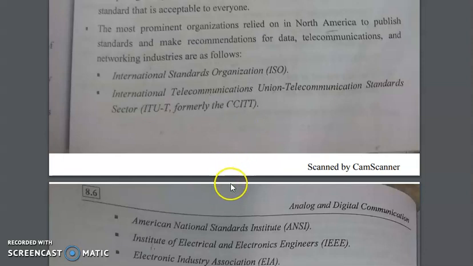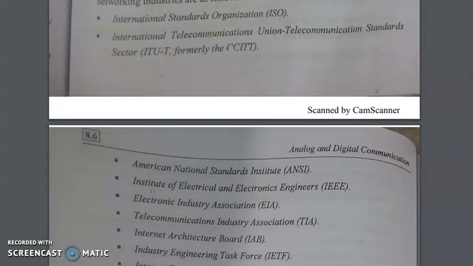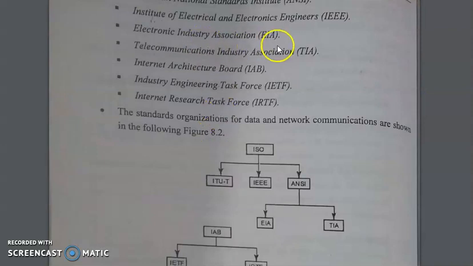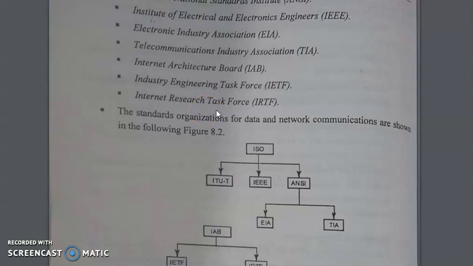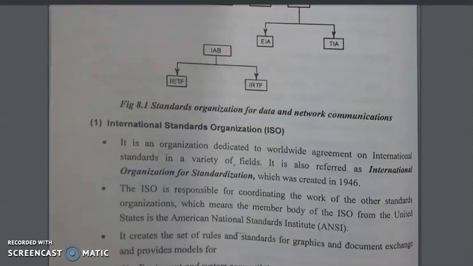Third one, American National Standard Institute. Fourth, Institute of Electrical and Electronic Engineers. Fifth, Electronic Industry Association. Sixth, Telecommunication Industry Association. Seventh, Internet Architecture Board. Eighth, Internet Engineering Task Force. And last, Internet Research Task Force. So let's see briefly about these standards.